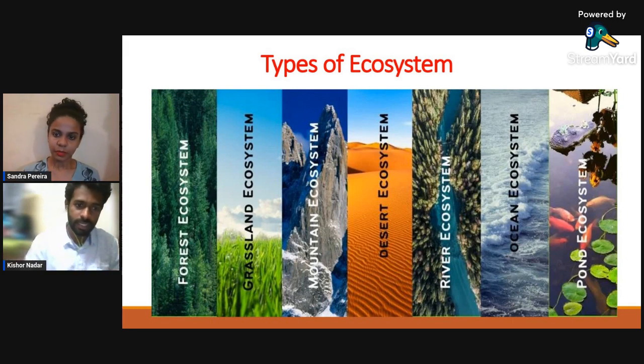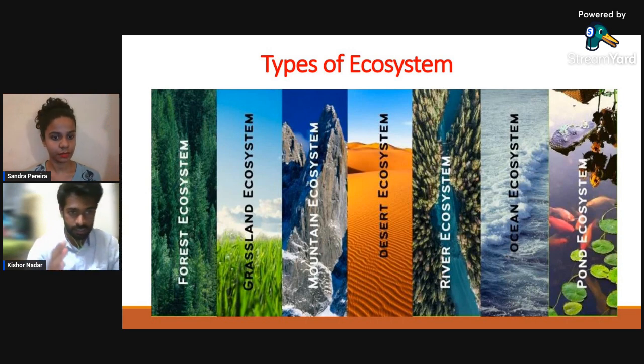There are different types of ecosystems, like forest ecosystem, grassland ecosystem, mountain ecosystem, desert. Forest has different climatic changes, with evergreen forests, and the sunlight very rarely touches the soil. Second are the grasslands, like the African savanna. Mountain is like the Himalayan ranges. There are very few trees found.